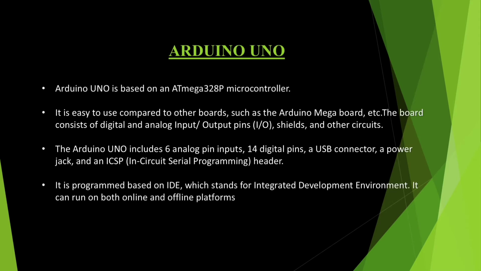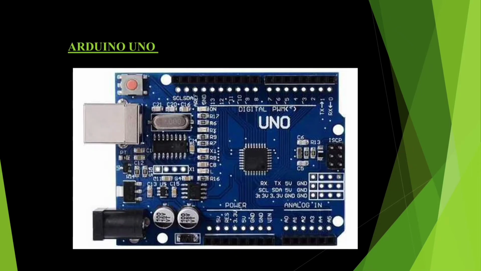Now let's see what Arduino UNO is. Arduino UNO is a microcontroller board which is based on the ATmega328P. Now this is the Arduino UNO board.